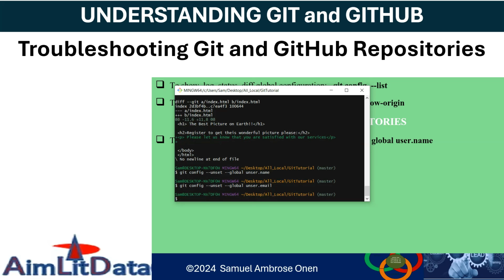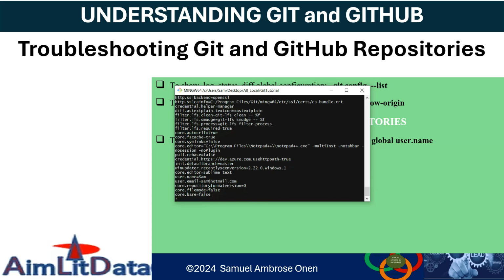But then when I run git config --list, I am still there. What have I done wrong in this case, my friend? What's the problem there?